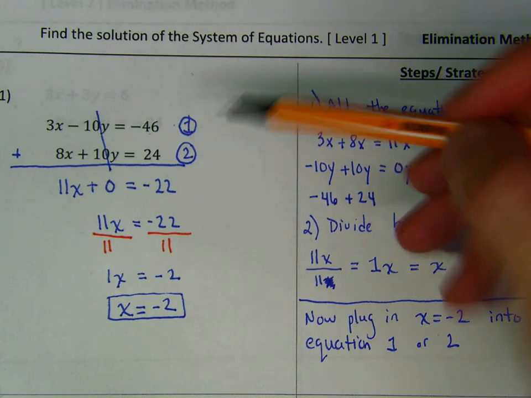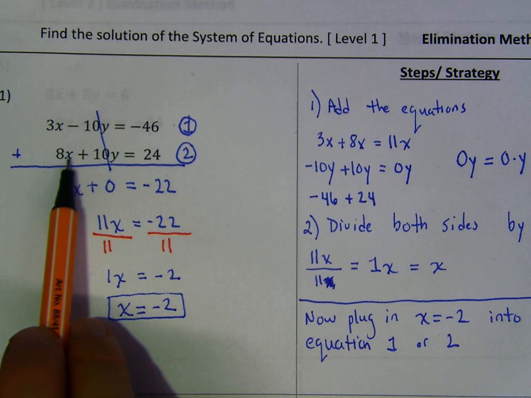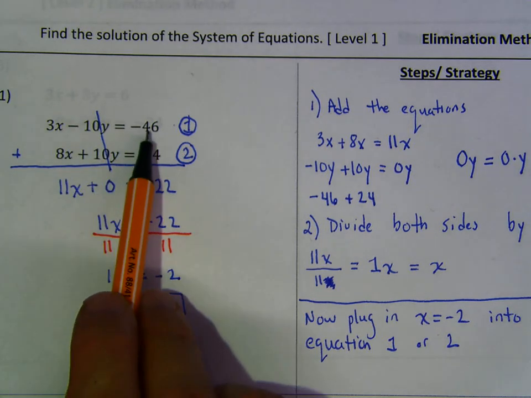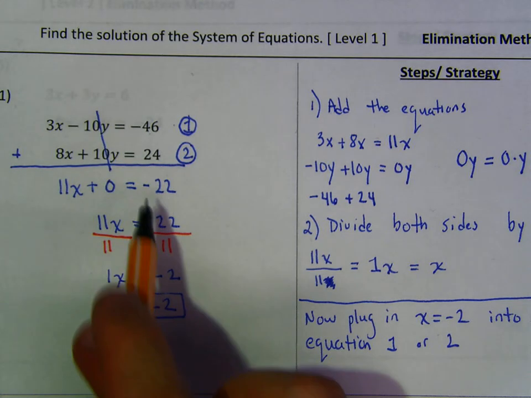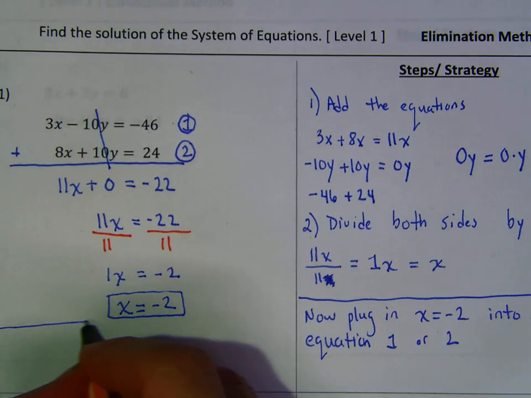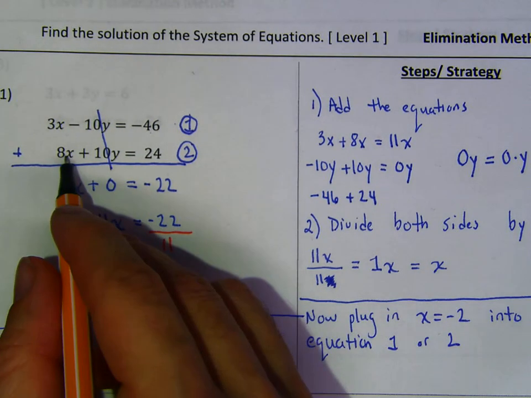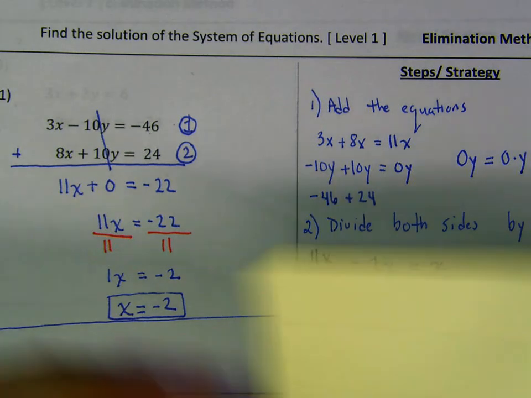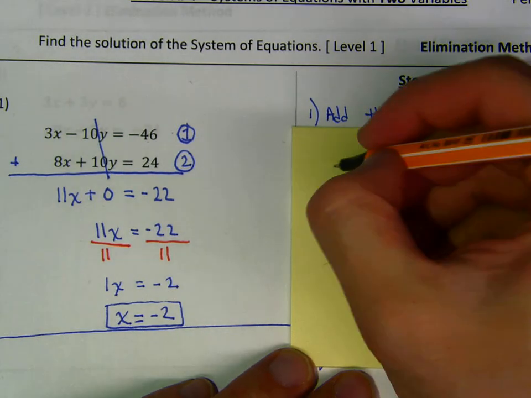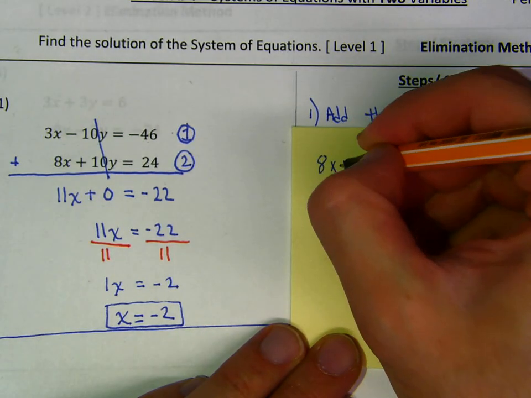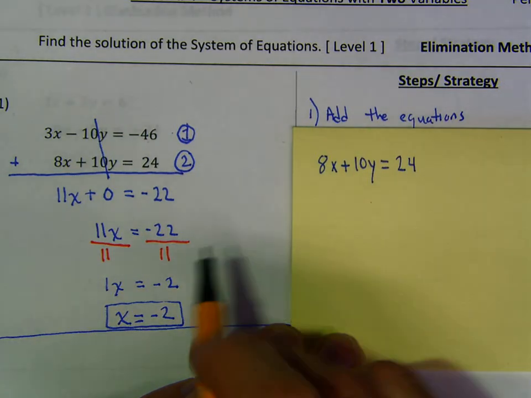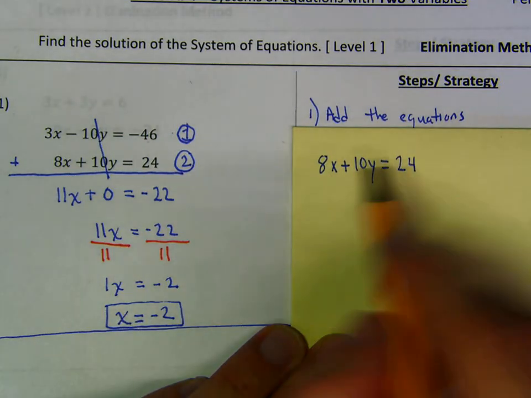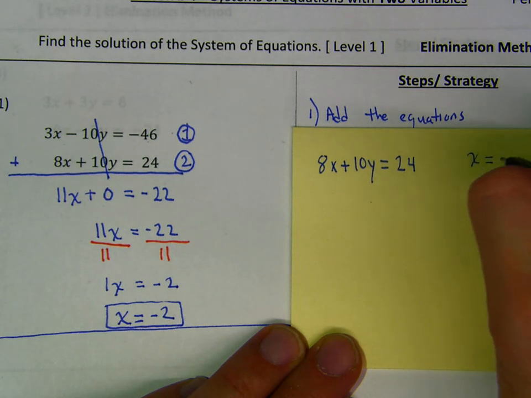If you had to look and say, which equation is a little bit nicer? I would have to say this equation over here because you have some positive numbers. Here, when you have negative numbers, it gets a little bit trickier, but you could still do it. So then what do we do? We look over here, let's take this 8x plus 10y equals 24. Substitute x equals -2 into here, right? So x is equal to -2.